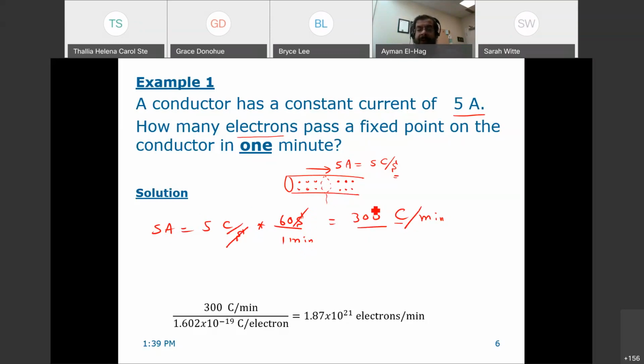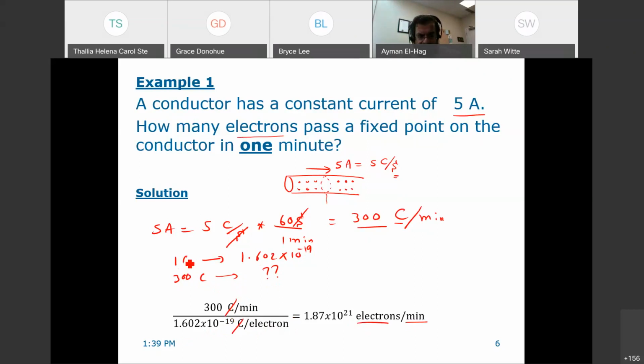Now I want to know how many electrons, but we know that 1 coulomb is equal to 1.602 times 10 to the minus 19. So this is 1 coulomb. So 300 coulomb is equal to how much? That's what we want to find. Now 300 coulomb per minute, if we divide it by 1.602 times 10 to the minus 19 coulomb per electron, the coulomb will cancel with the coulomb and we'll have electrons per minute.